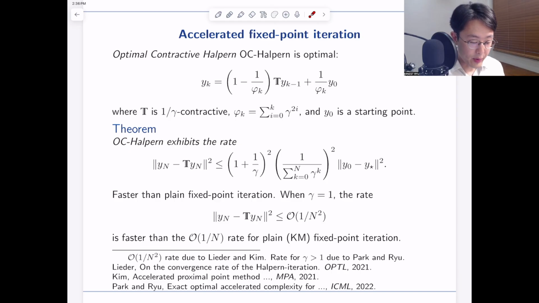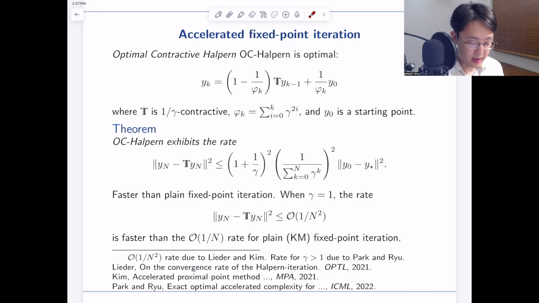When you're at position y_{k-1}, the way you get to position y_k is you apply the operator T to the current point. But instead of setting the output of the operator to be the next iterate, you take a weighted average, a convex combination, between the output of this operator and y_0, which is the starting point of this iteration.